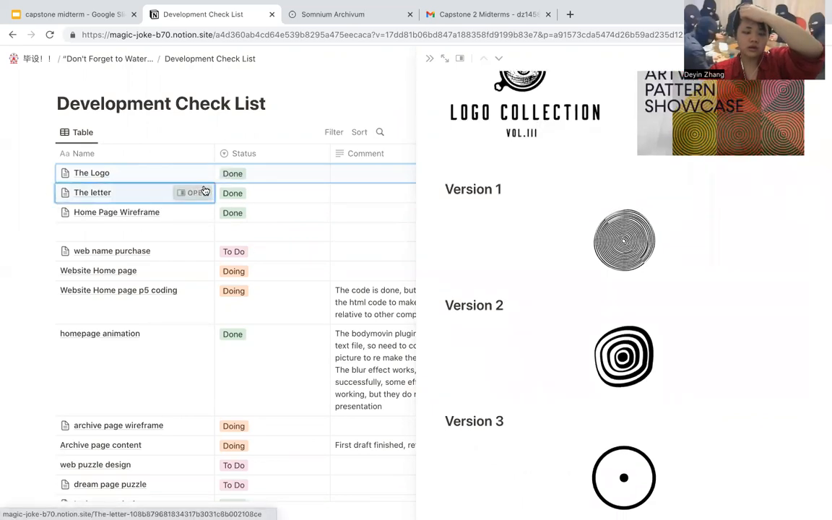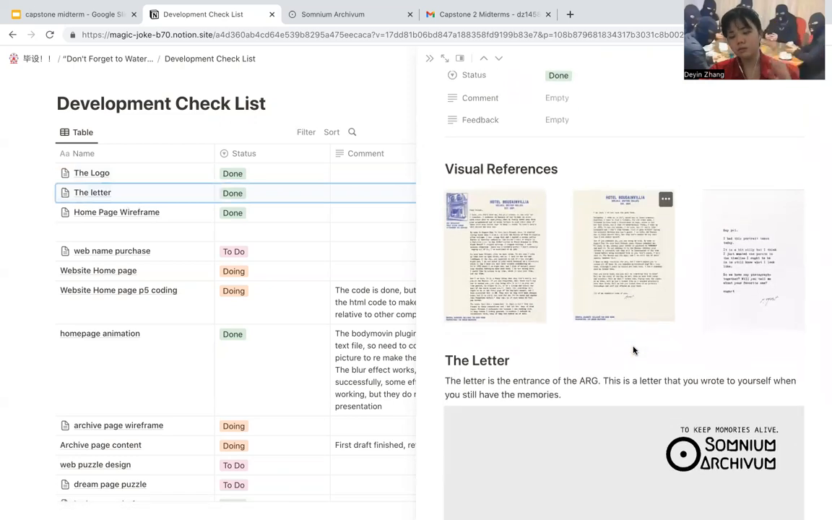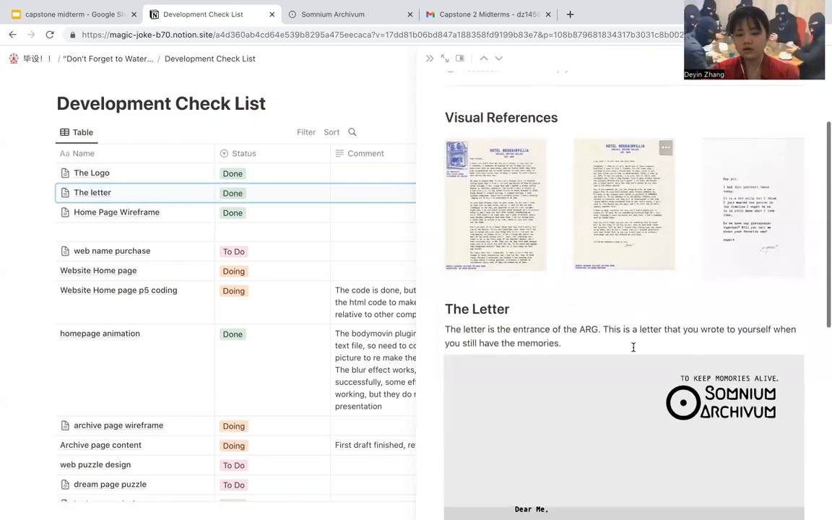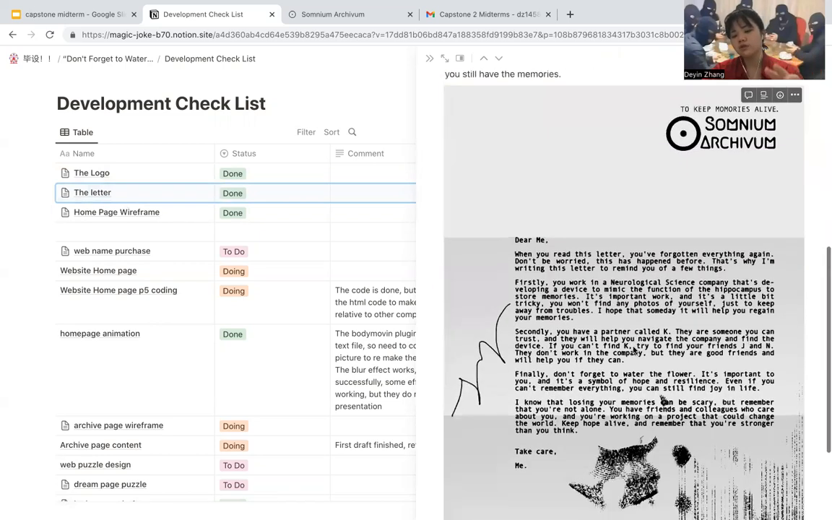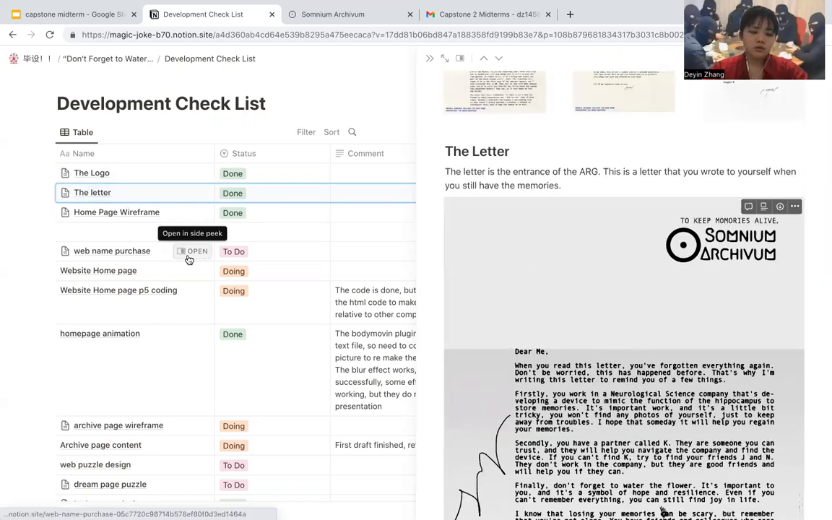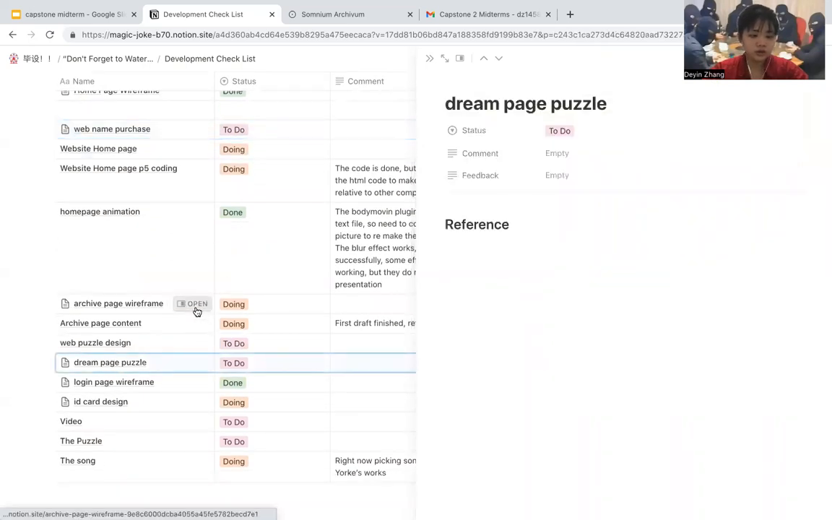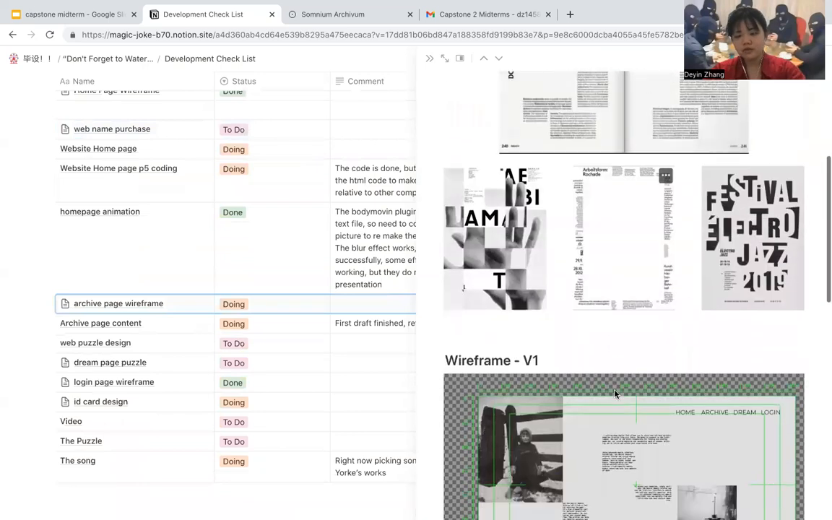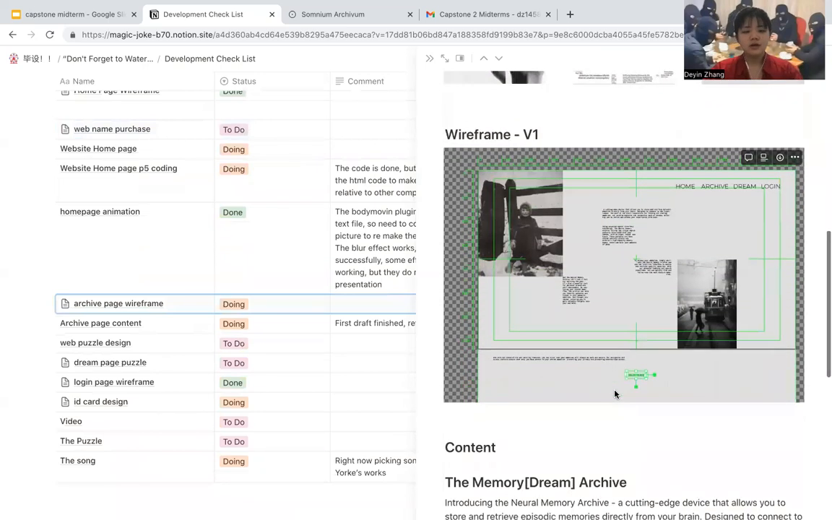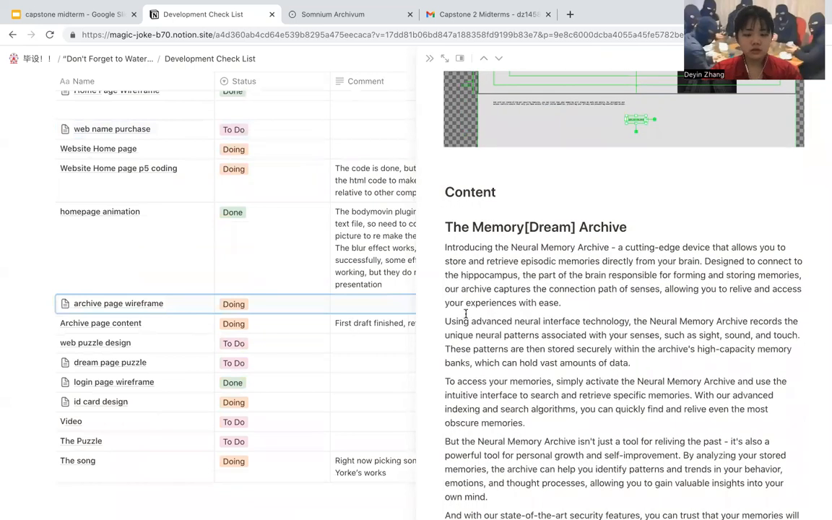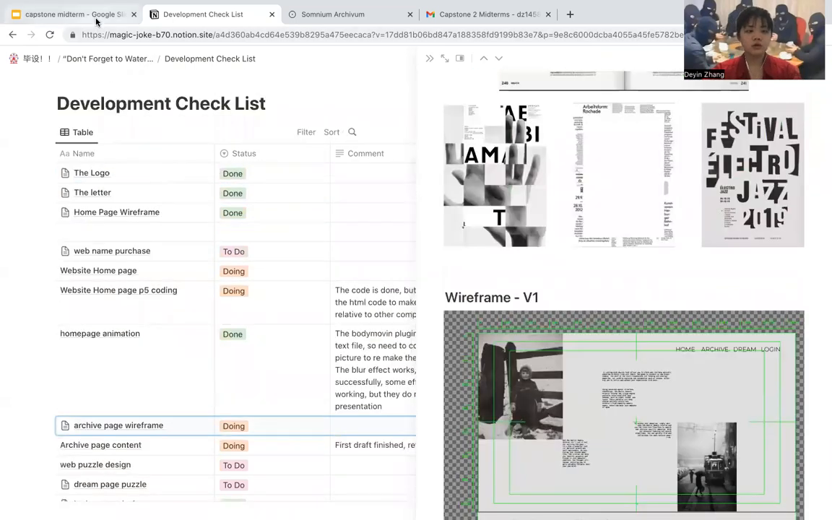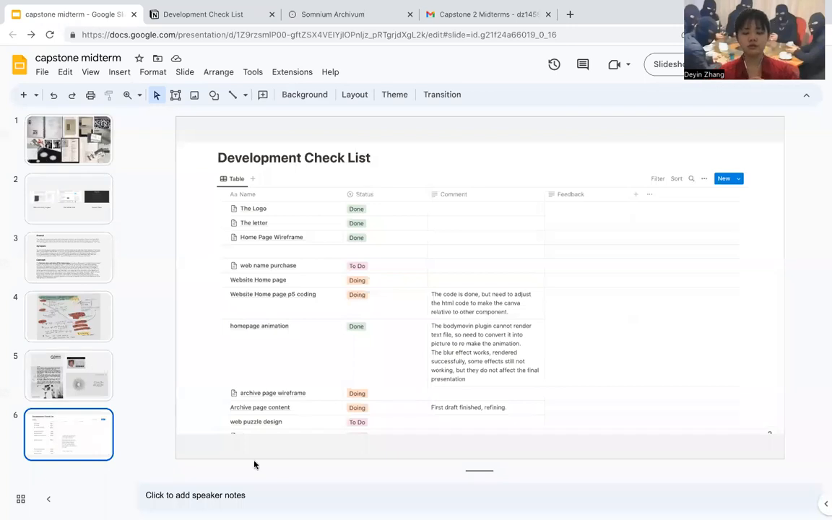Also for the letter, I posted the effects that I want to achieve and what kind of things I want to make on the Notion page, and here you can see they are in detail about the development. So this is pretty much what I have so far, and I hope to make this whole game in real life.